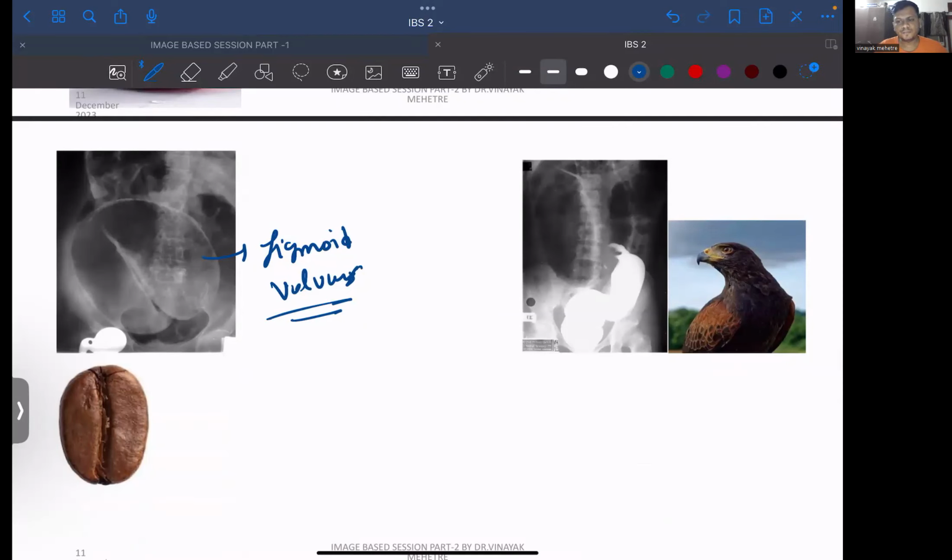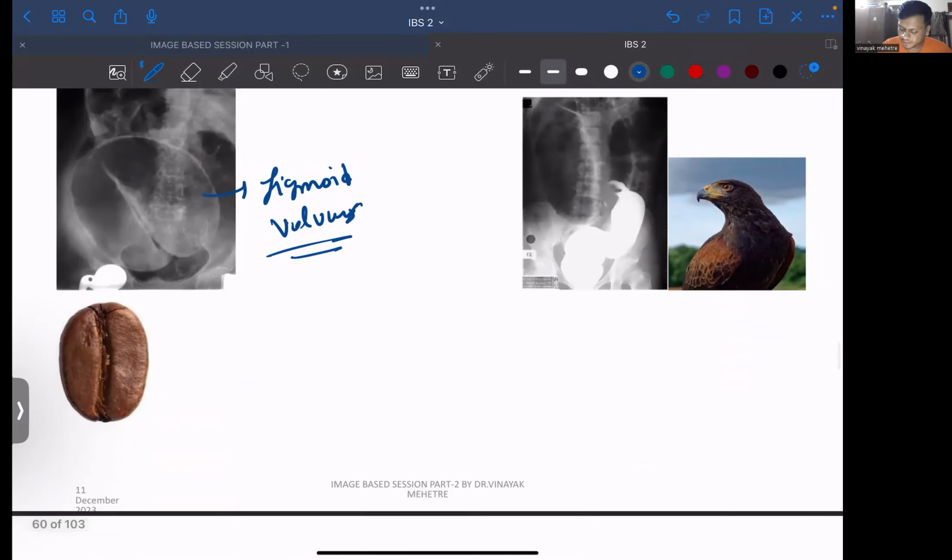Bird of prey or bird beak sign on barium enema. Take a look, it looks like it is coming out from the back. It is called as bird of prey or bird beak sign on barium enema, seen in the same, sigmoid volvulus. Okay, sigmoid volvulus.